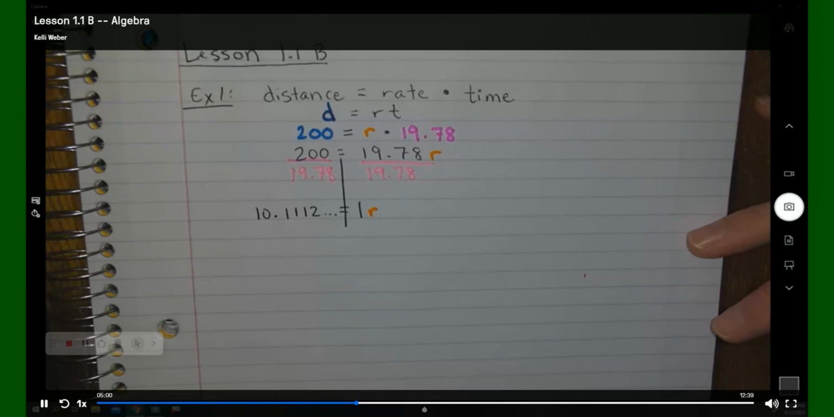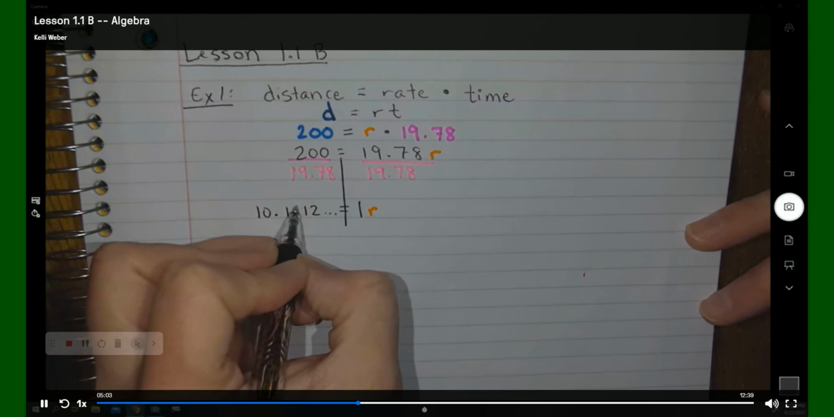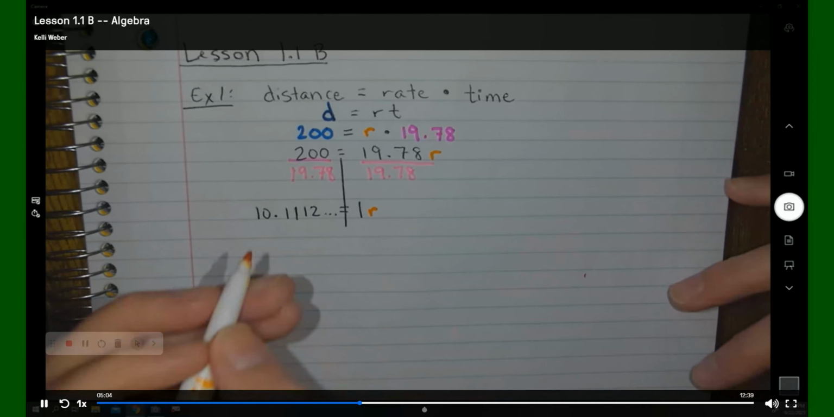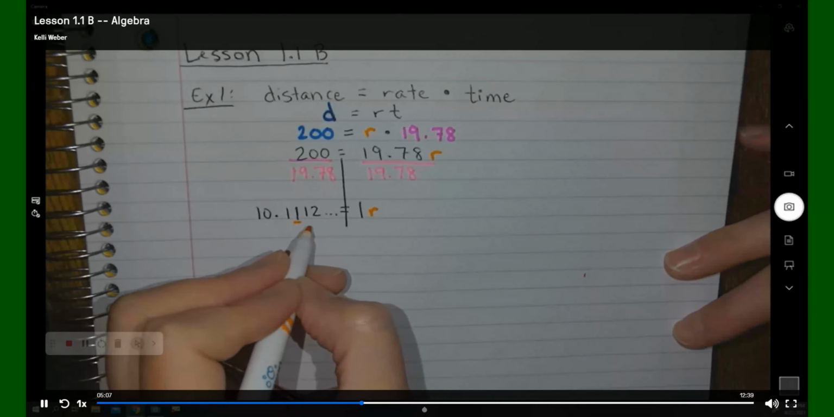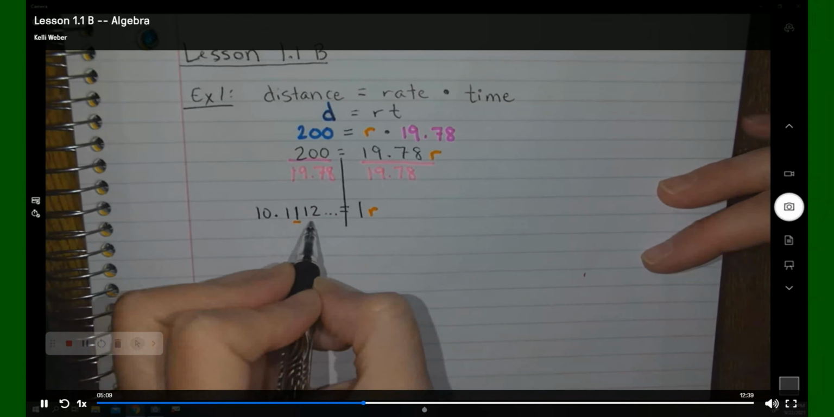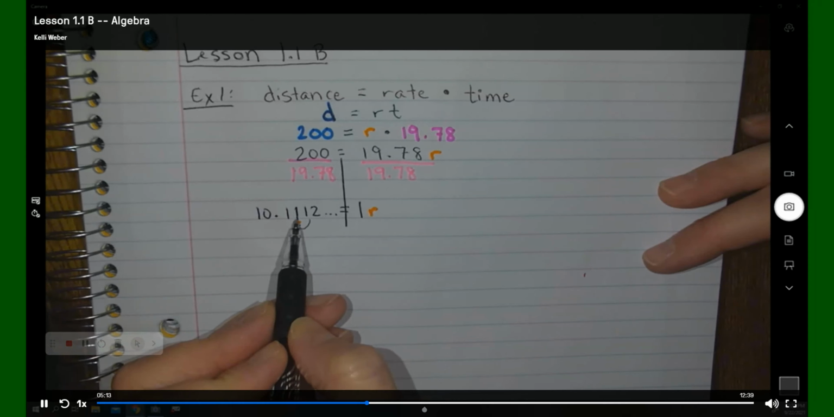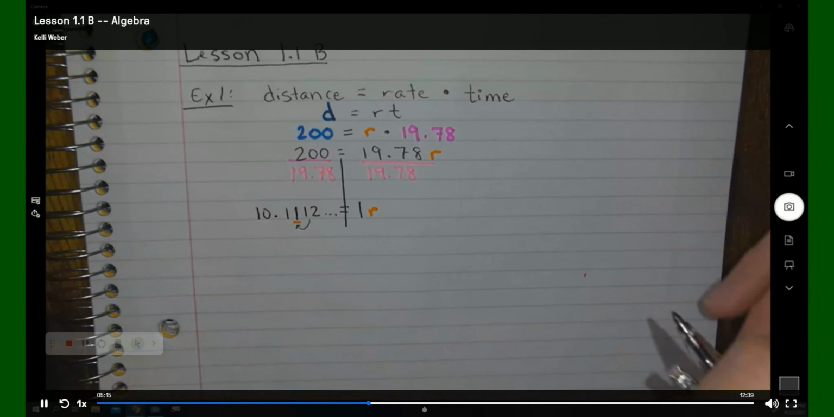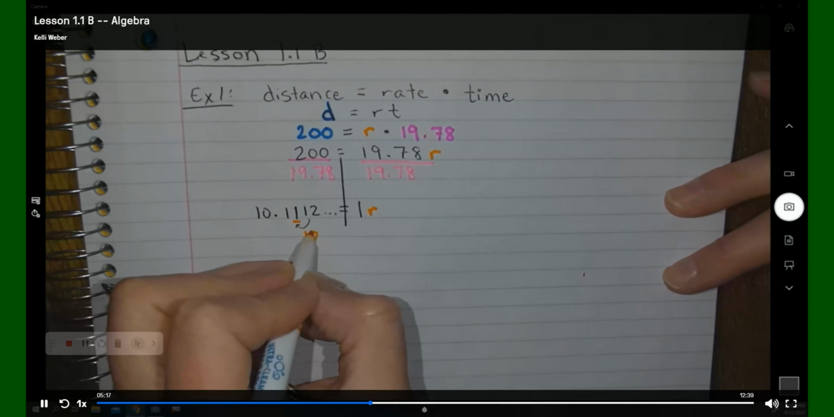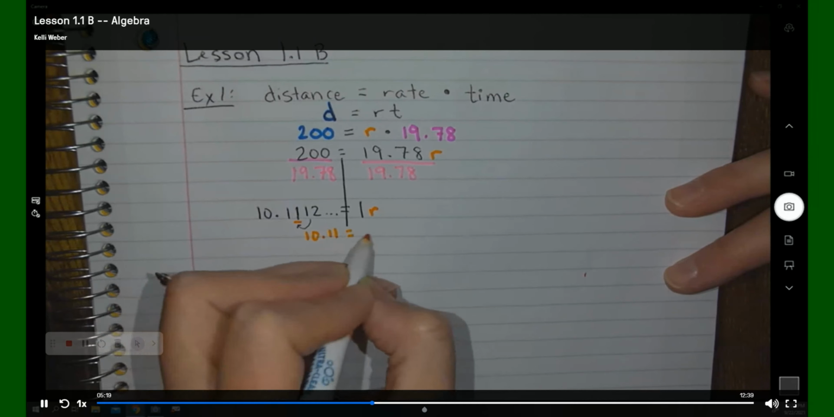So remember, if I'm rounding to the hundredths place, right, here's our hundredths, we have to look at the number just after that to decide what to do. So this one makes that one stay a 1. So we've got 10.11 equals R.